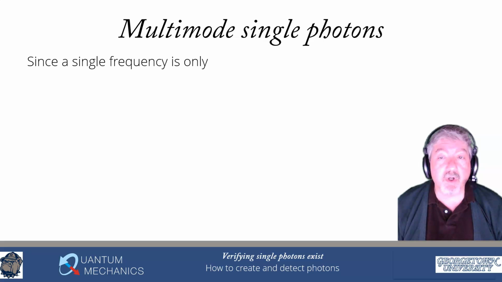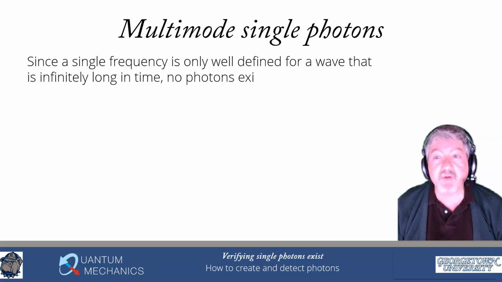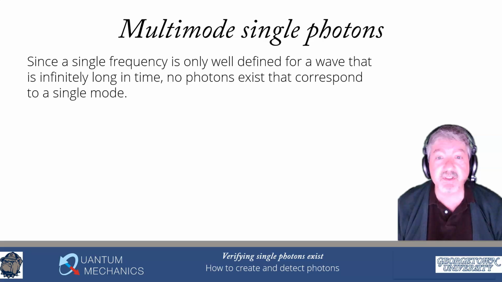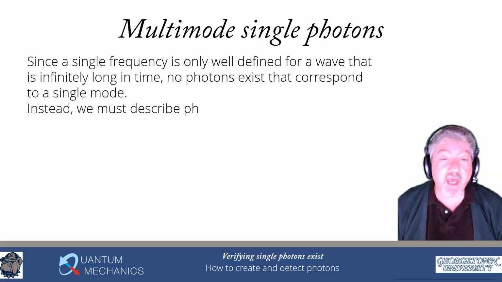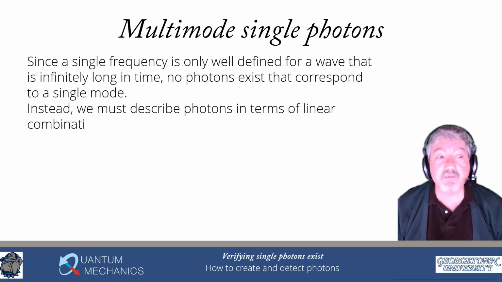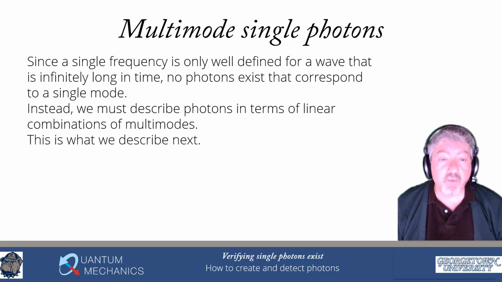So we start with what are called multimode single photons. Because a single frequency is only well defined for a wave that actually extends an infinitely long amount in time, there really are no photons that exist that correspond to a single mode or a single photon frequency. Instead, we have to describe photons in terms of linear combinations of many different modes. We call this a multimode photon, or a wave packet of a multimode photon. This is what we're going to describe how to do next.